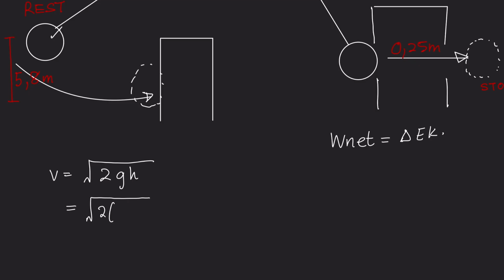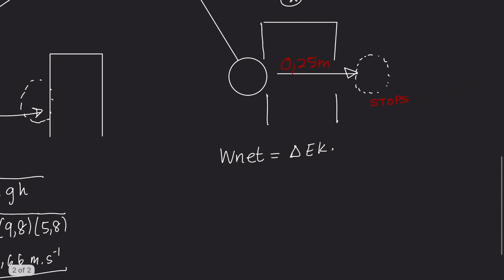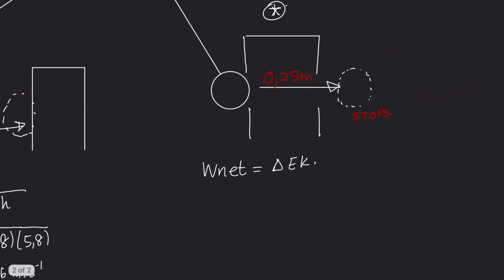So 2, then 9,8, and then the height is 5,8. That means that this crane hits the building at a velocity of 10,66 meters per second. That's going to be our initial velocity here. So our VI is 10,66, and then it stops, which means my VF is 0. I've got the delta X.